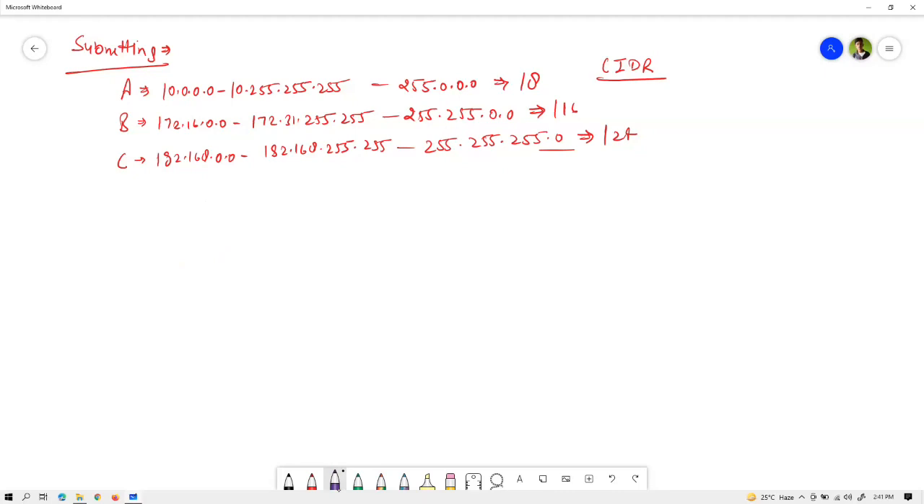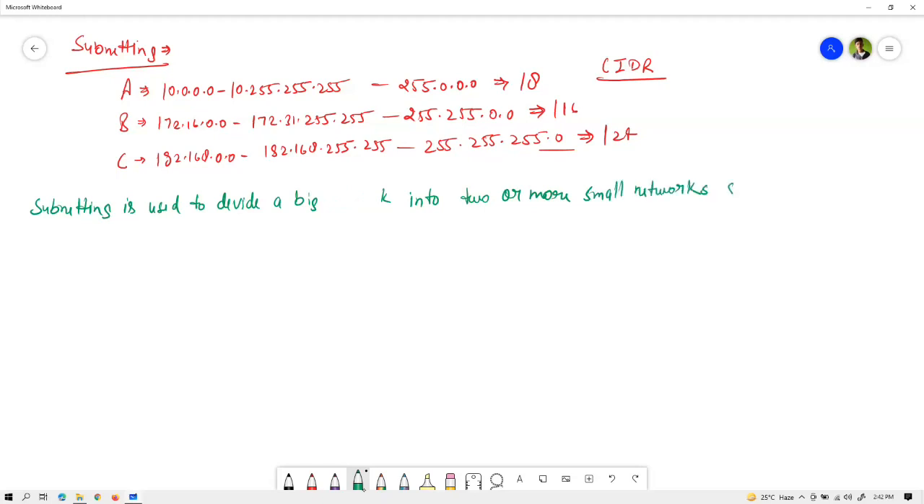Now, why do we use subnetting in the network? So basically, you can write it like this: subnetting is used to divide a big network into two or more small networks so that we can reduce the size of the broadcast domain. Because if you are using a big network, then your broadcast domain size will be very big, right? So we can reduce it using subnetting.